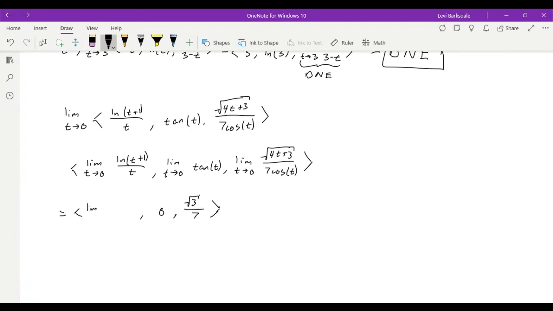And we would say that this is equal to the limit as t goes to 0 of, now we get 1 over t plus 1, the derivative of the top, divided by 1, which is the derivative of the bottom. And if we plug in 0 here, we get 1 over 1, which of course gives us 1. So our final answer would be 1, 0, square root 3 over 7. Make sense?